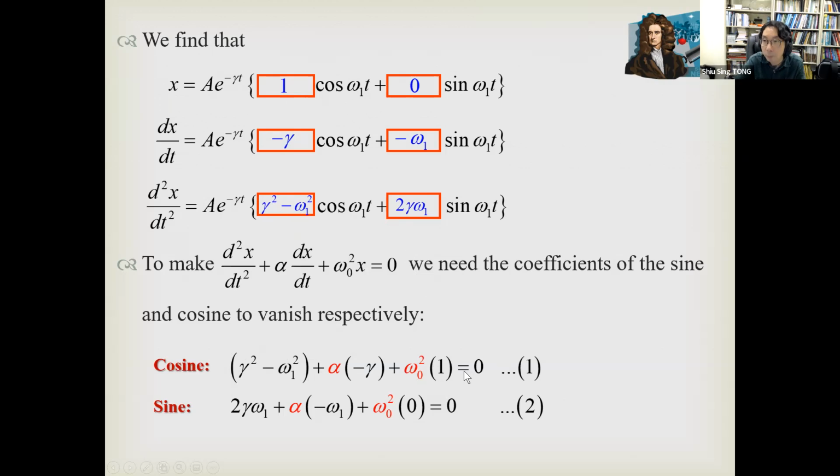They add up to 0. And how about the sine? For the second derivative, the coefficient is 2 gamma omega 1. So I have this. And alpha multiplied by the first derivative, for the sine, I have minus alpha omega 1, which is this. And I don't have the constant term. Omega naught square multiplied by x, the sine term is 0. So for completeness, I just write omega naught square times 0. And the three things add up to 0. Now I handle the second equation first because it's easier to solve. I can cancel the omega 1.